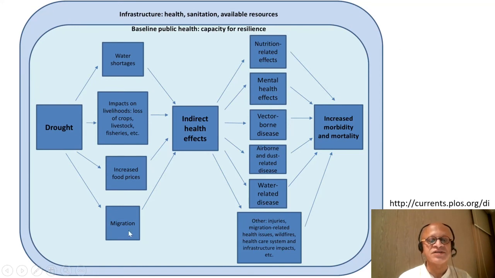Okay, so we looked at drought before in terms of the cascade through water shortages, livelihoods, food shortages, food price increase, forced migrations, and so on as indirect health effects, and then various nutrition-related effects, mental health, vector-borne diseases, airborne and dust-related diseases. So here we are focused on this part, and that of course increases morbidity and mortality as well.